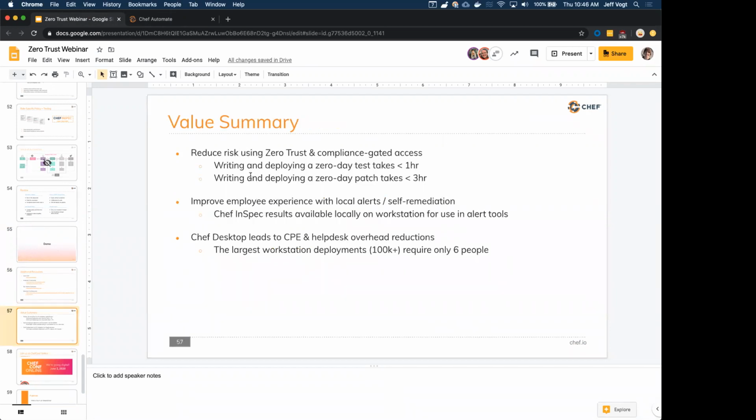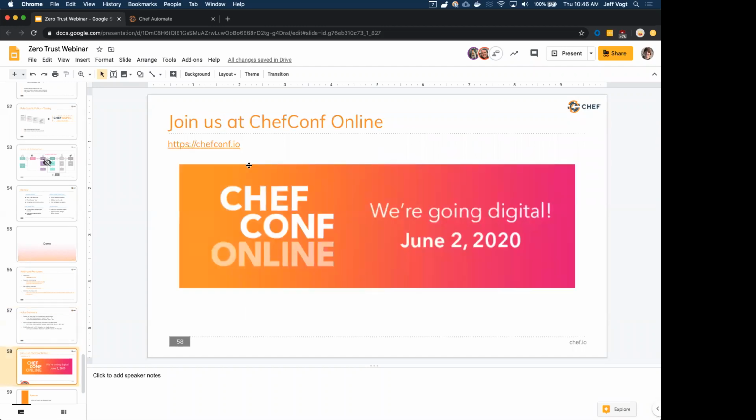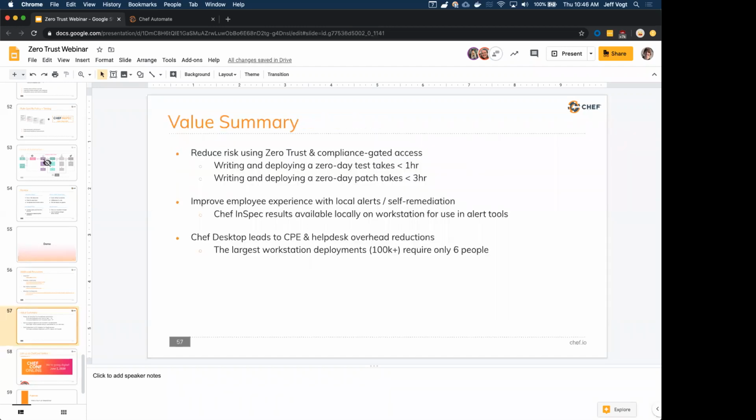So, probably the biggest value is that reduced risk. So we know our laptops are compliant. When they try to access something, we can reject them if they're not. And the whole world of InSpec and Chef being in the pipeline makes it very easy to author and test changes to your Chef and InSpec code, to where our successful customers are often patching or testing against 0 days in less than an hour, and writing and deploying patches in less than 3 hours with full testing and confidence in their deployments.